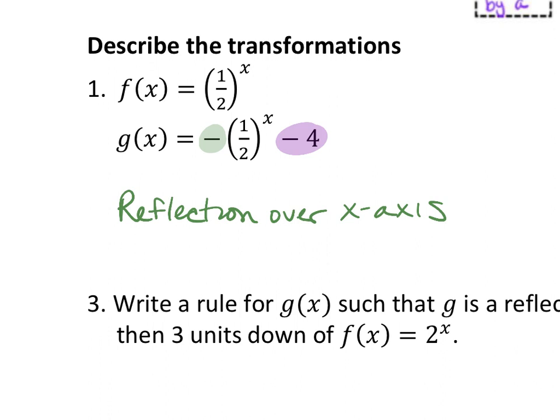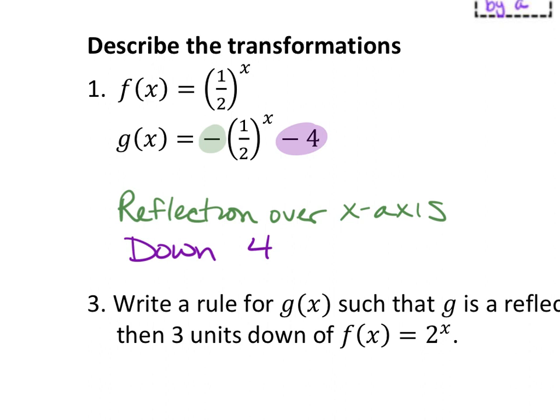What does that -4 at the very end do? How does it move when you subtract a number at the end? Say again? 1 unit down. 1 unit down. And by 1, you mean 4. Because this is a 4. But yes, subtracting numbers at the end moves it down, and it moves it down specifically the number that is there.